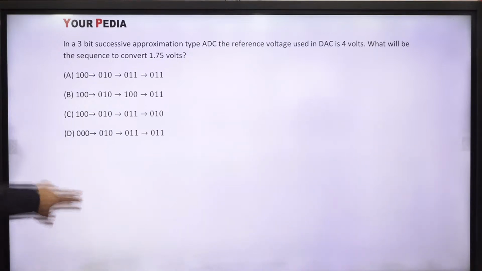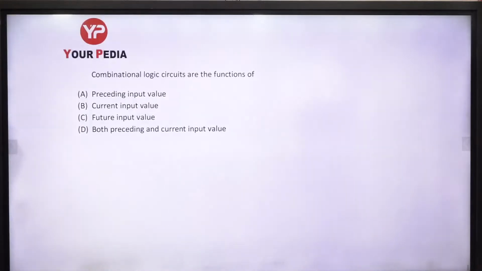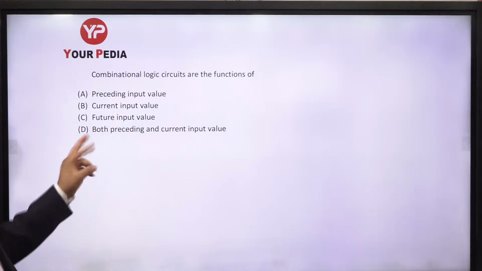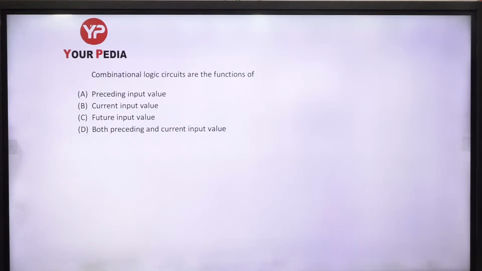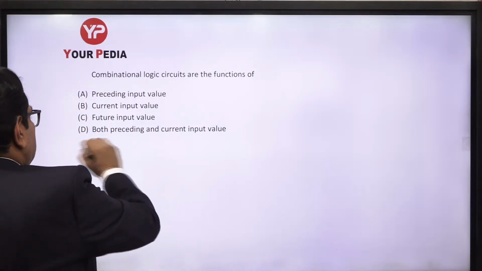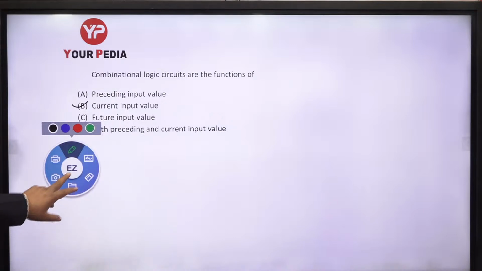सो डैक का ये कन्वर्जन का कंसेप्ट आपको पता होना चाहिए। Now what is the answer of this question? 5 सेकंड में आंसर कर सकते हो। Read the question carefully. Combinational logic circuits are the functions of. सो क्या आंसर देंगे? कॉम्बिनेशन सर्किट किसके फंक्शंस होते हैं? Preceding input, current input, future input, या both preceding and current? सो इसका आंसर कोई भी लिख सकता है, current input. ओके, B। जो आपके कॉम्बिनेशन सर्किट होते हैं वो current input पे डिपेंड करते हैं। सो B will be the right answer.